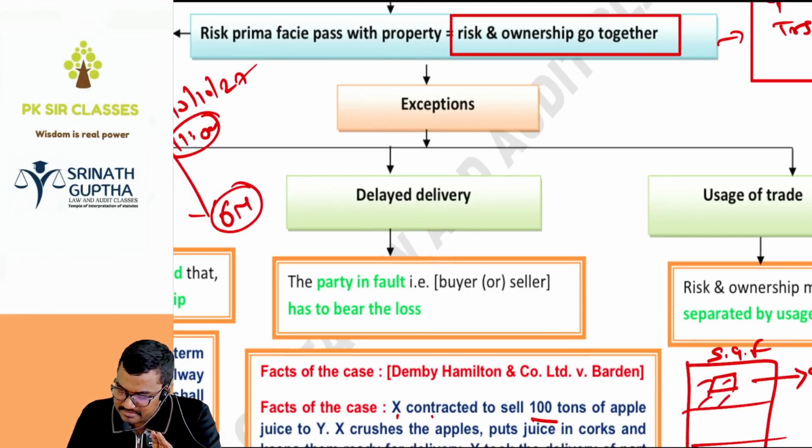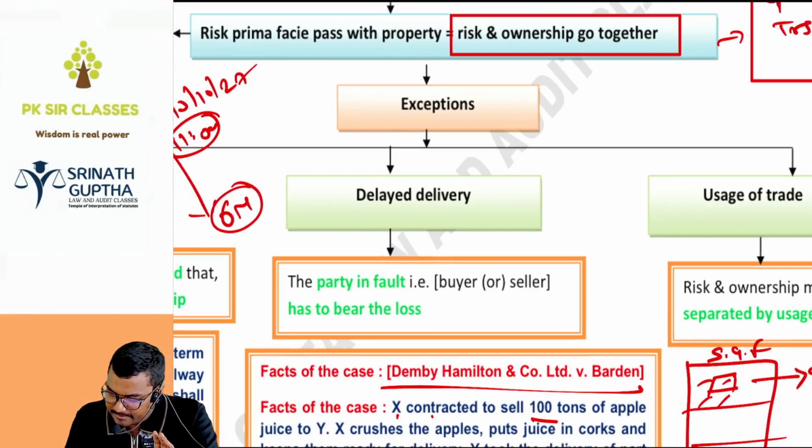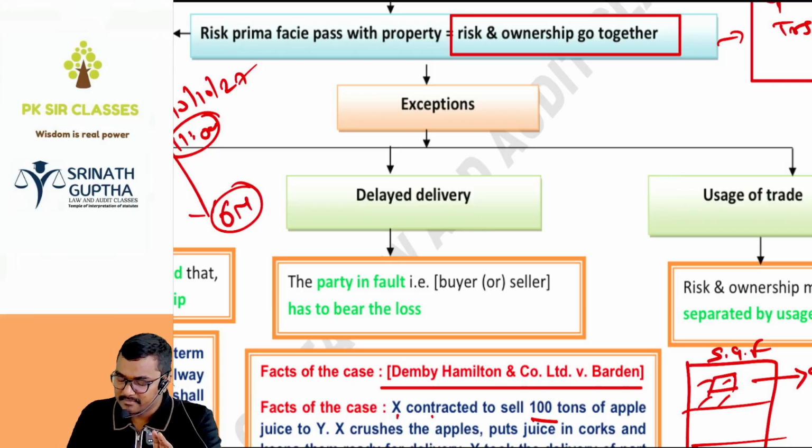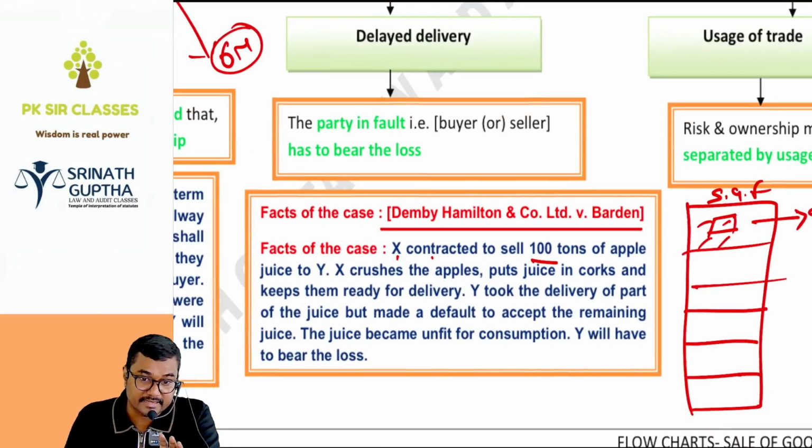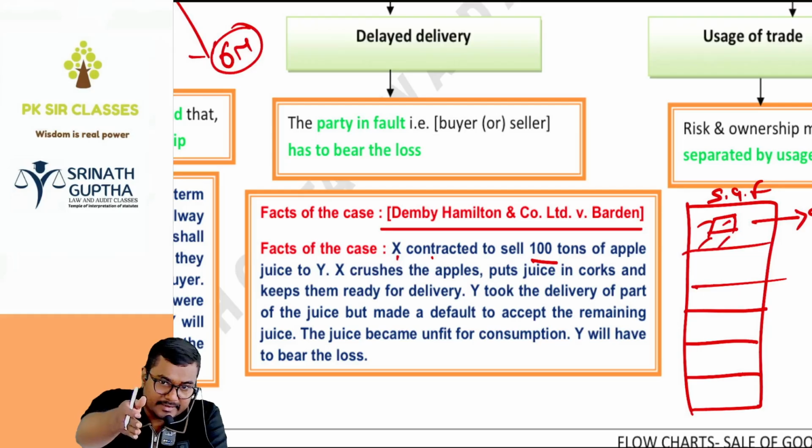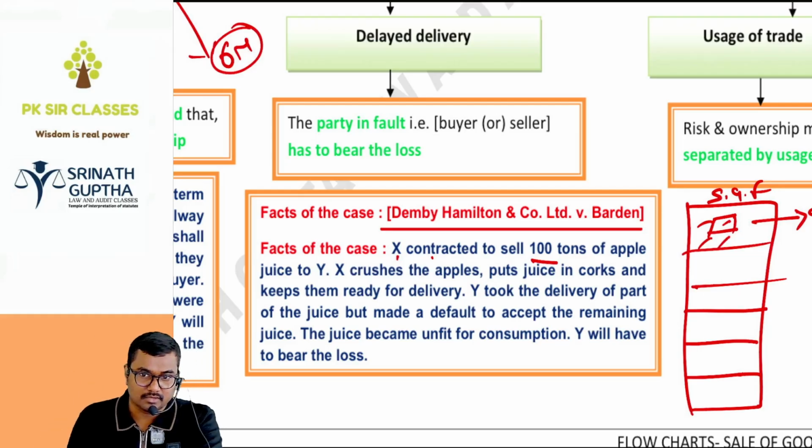Next one, delayed delivery. We discussed the famous case Demby Hamilton & Company Limited versus Barden. Irrespective of the ownership, the party at default has to bear the risk of loss. If it is your fault, you have to bear the risk. If it is my fault, I have to bear the risk. Then we discussed the case about sugarcane juice. Clear? If sugarcane juice perishes because of the fault of the buyer, the buyer has to bear the risk of loss of the goods. If sugarcane juice perishes because of the fault of the seller, the seller has to bear the risk of loss of the goods.